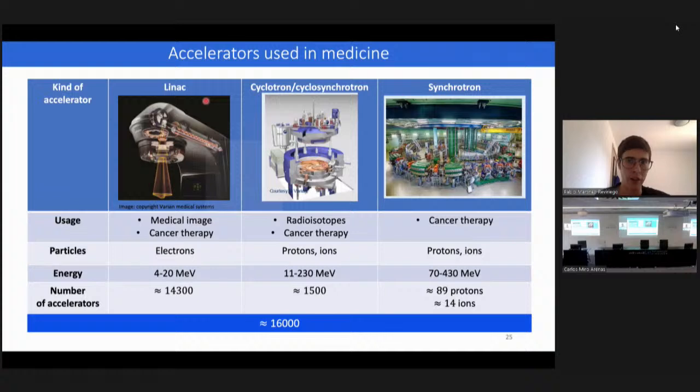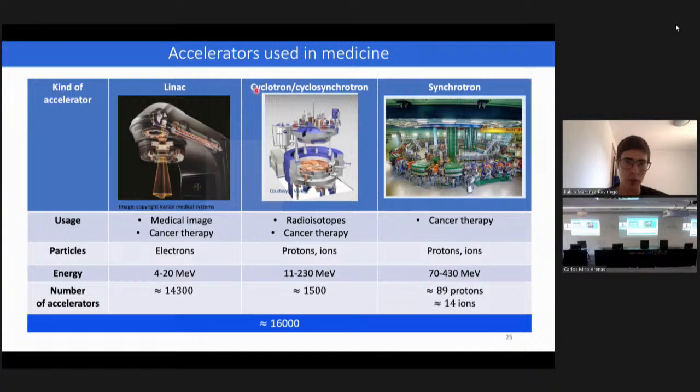The kinds of accelerators that are used in medicine are basically these three types here. The LINACs are used in medical imaging and cancer therapy with electrons, and the energy is between 4 and 20 MeV. And there are more than 14,000 LINAC accelerators worldwide.